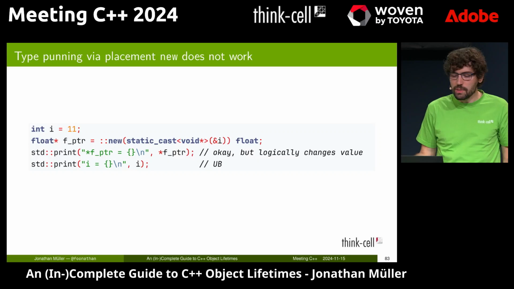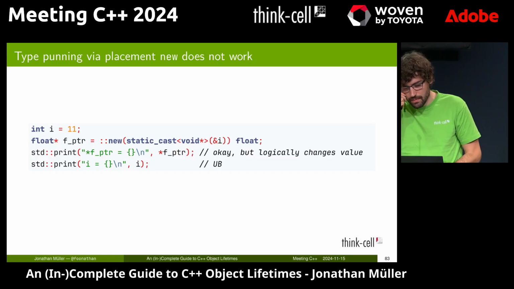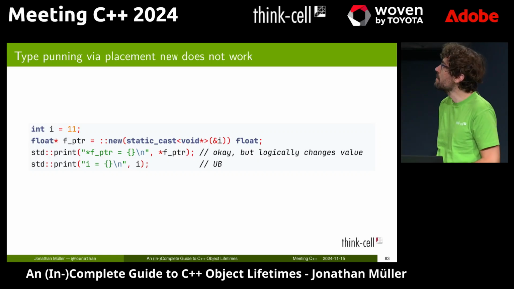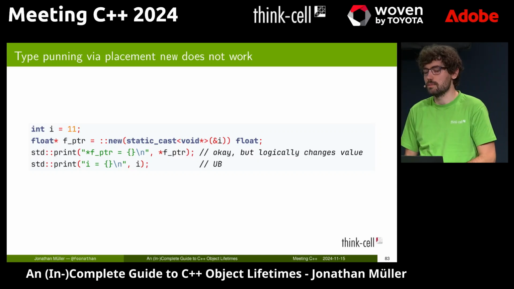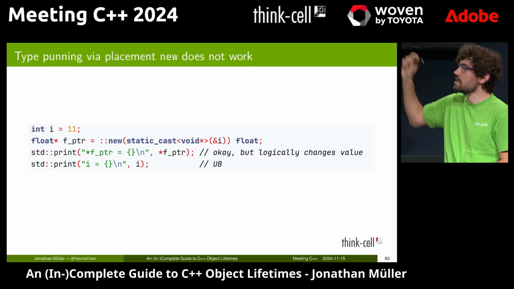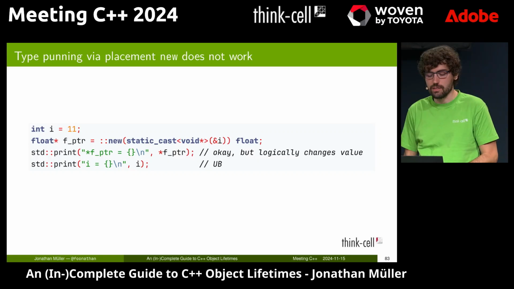Now, when we can't reinterpret cast, maybe we can use placement new. We can't use placement new either, because again, placement new sort of changes the value, right? It starts a slightly new float, and logically, this has a different value. And also, we can't then access the old one because we ended the lifetime of the int object.